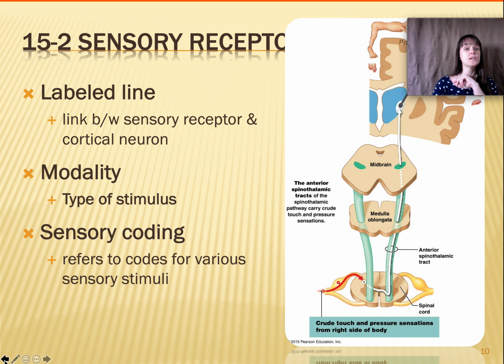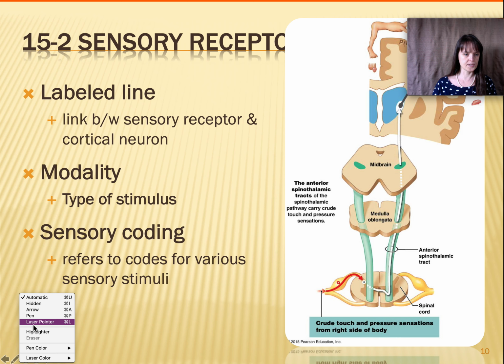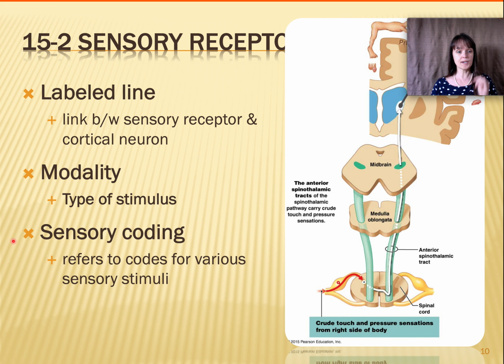So the modality is the type of stimulus. There are a number of modalities: taste, touch, temperature, pressure, vibration, sight, hearing, all of those. And sensory coding, I'm not sure if you can see my pointer, so let's turn it to a laser pointer. Sensory coding refers to the codes for various sensory stimuli. Strength, duration, or variation of sensory stimuli.